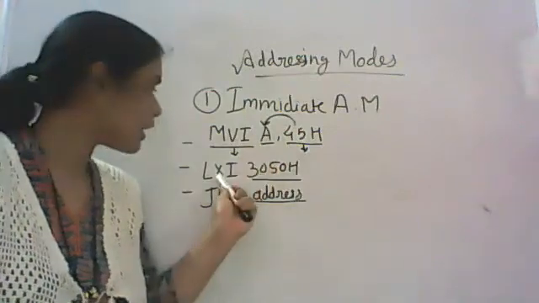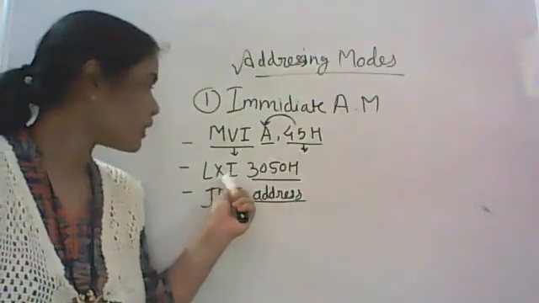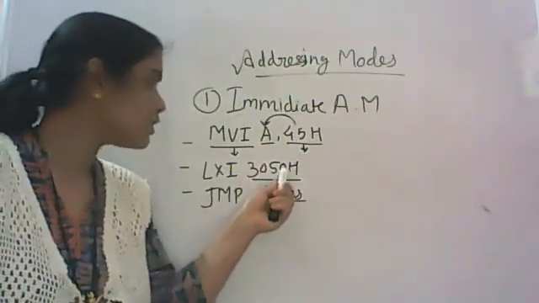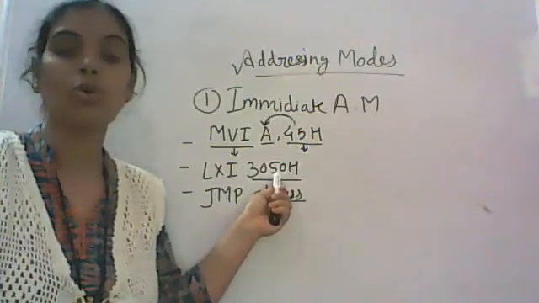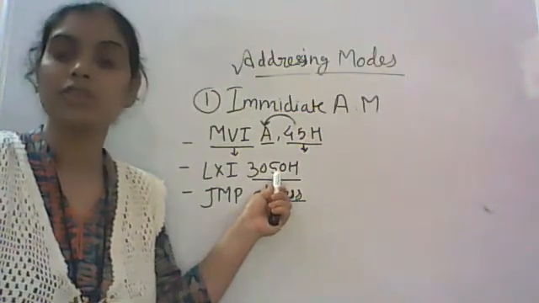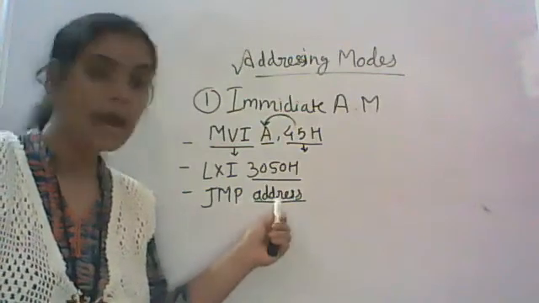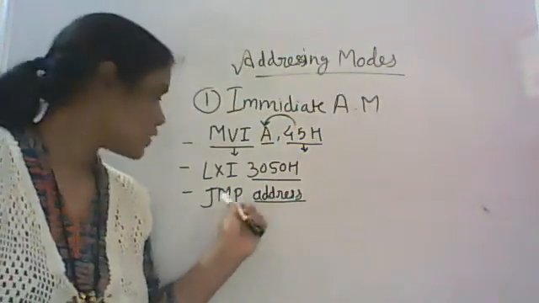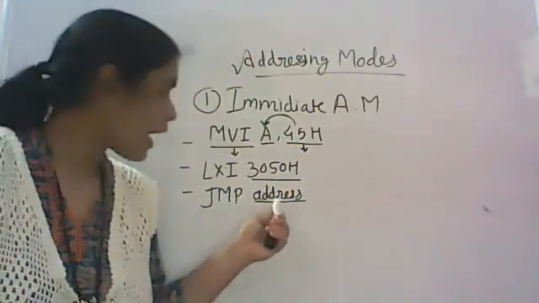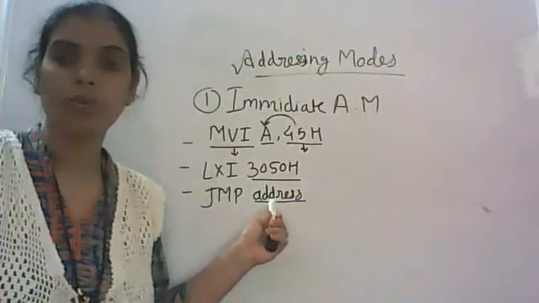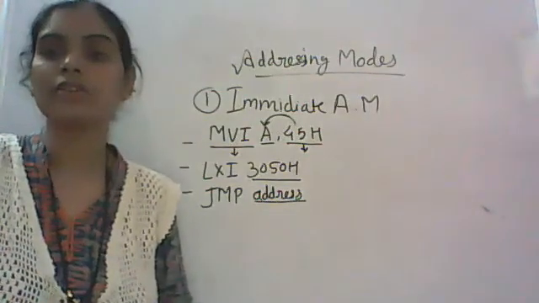And the next example, LXI 3050 hex. In this instruction, LXI is the operation, 3050 hex is the operand. Okay. And in this instruction, load the HL pair with the operand 3050 hex immediately. And the third example, jump address. In this instruction, JMP is the operation, jump to the operand address immediately. Okay. So the next addressing mode is register addressing.